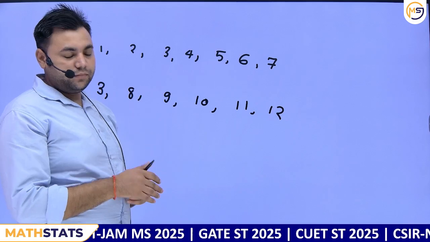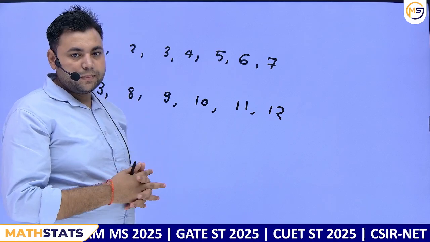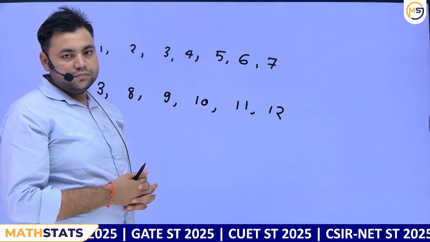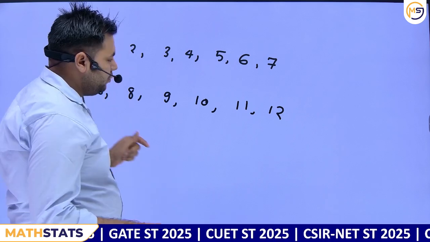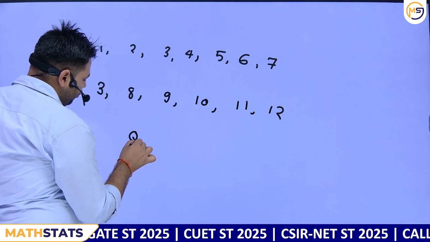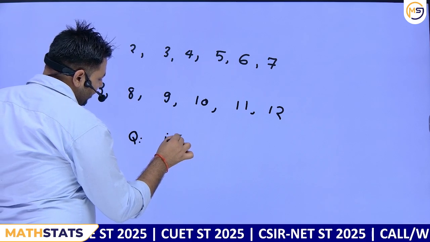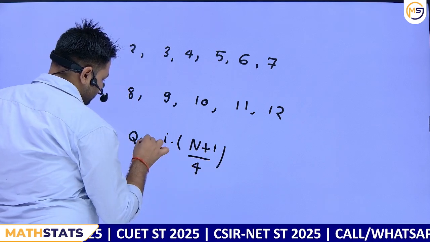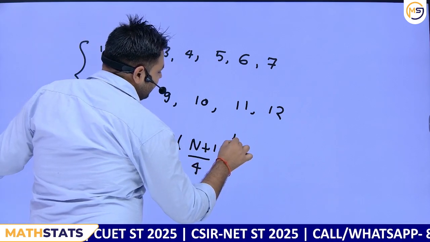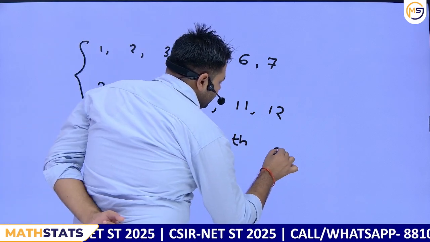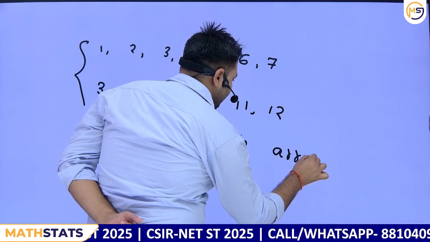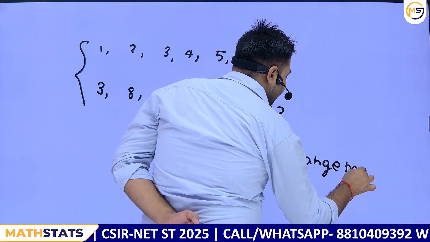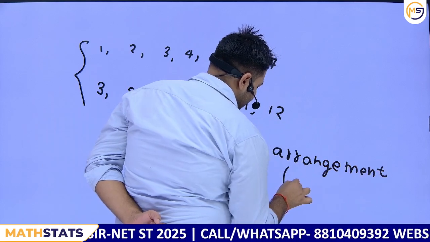The first one: Qi equals the i times (n plus 1) by 4th observation, for i equal to 1 to 3, of the arranged data. This is the arranged, or ordered, data.